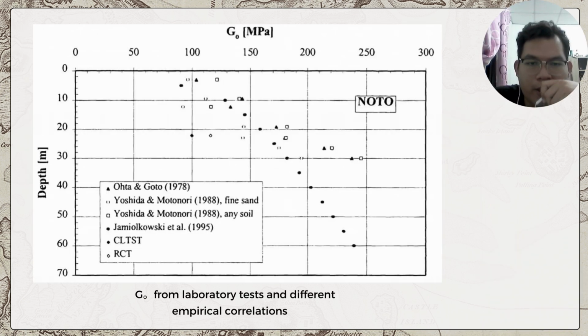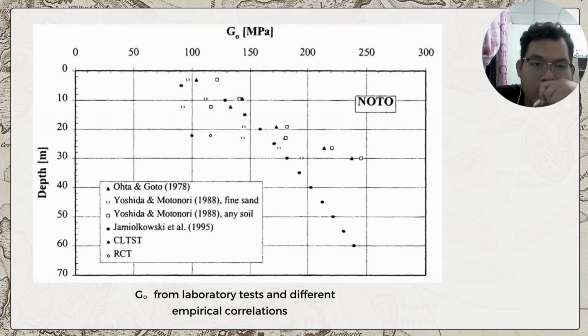This graph represents the G0 from laboratory test and different in situ conditions. As you can see, the data that has been used to plot this graph is from Stokoe and Santamarina 1978. The second one is Yoshida and Motonori 1988 for fine sand.